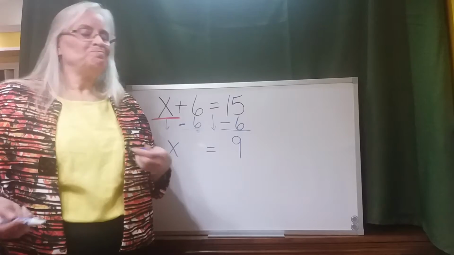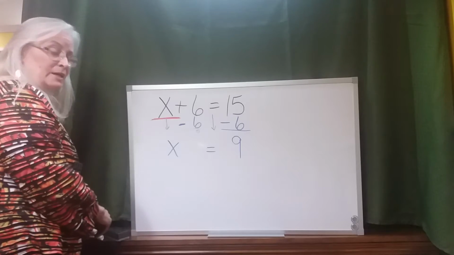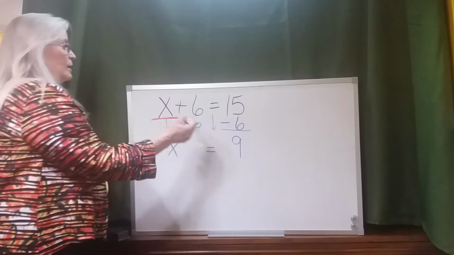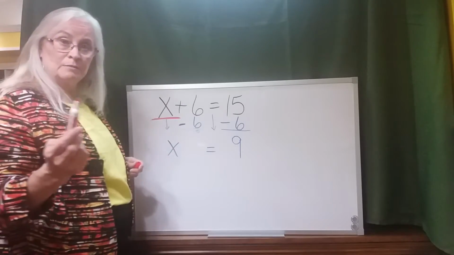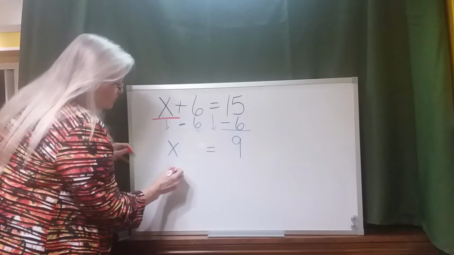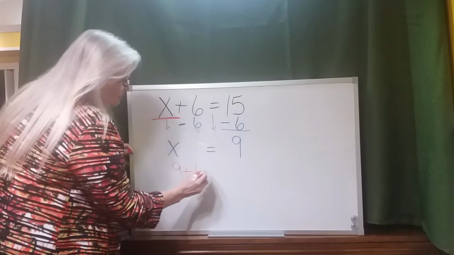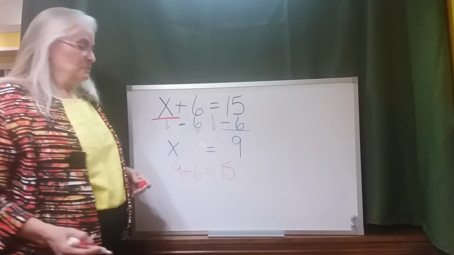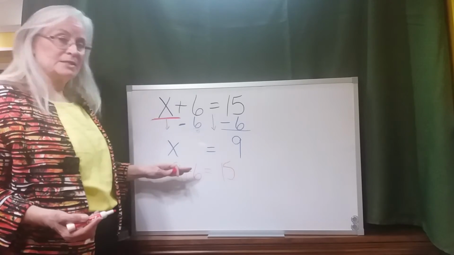Are we finished? No. There's one more step. What is it? Checking it. That's right. We have to check it. So, we have x, but we're not using x in this next equation. What are we using? Yep, we're going to use the 9, because here it tells us that x equals 9. So we're going to say 9 plus 6 equals 15.